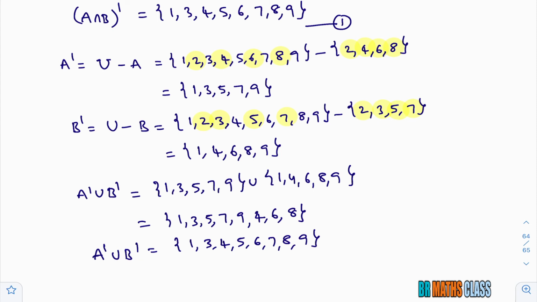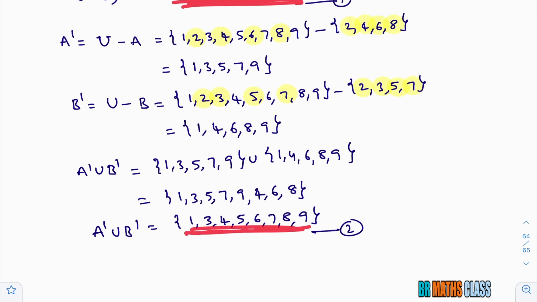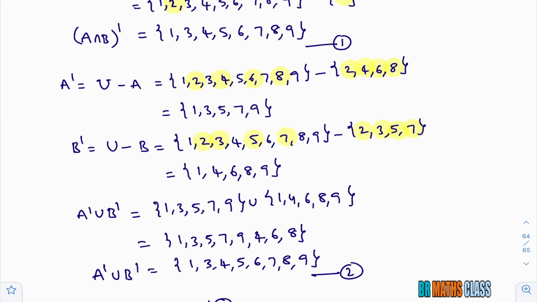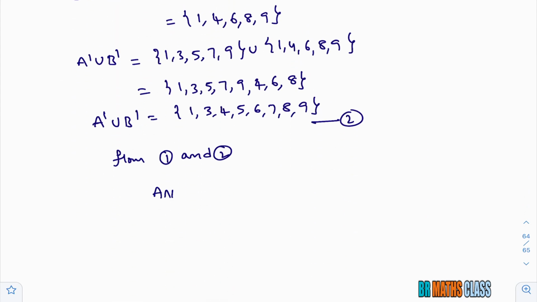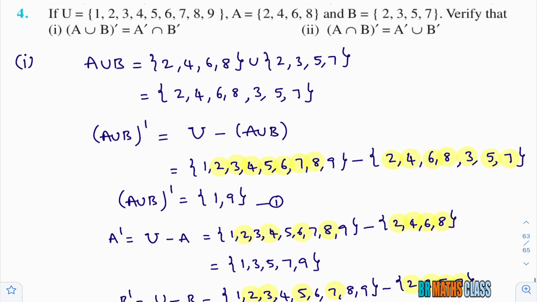A dash union B dash, I'll take it as second one. You observe first one, A intersection B whole dash. What you got? 1, 3, 4, 5, 6, 7, 8, 9. You can observe 1 and 2 both are same. So from 1 and 2, what I can conclude? A intersection B whole dash equals A dash union B dash. I hope you understand. Hence, we verified both the bits in fourth question.